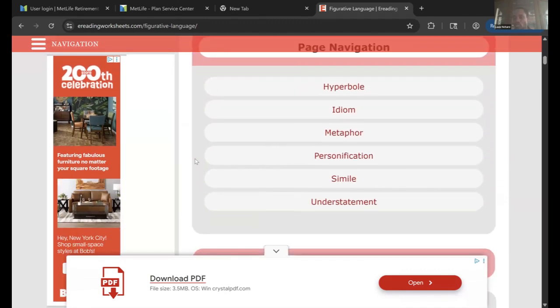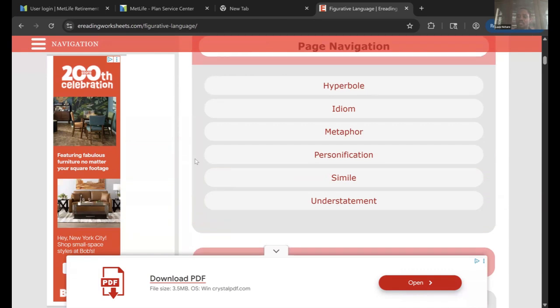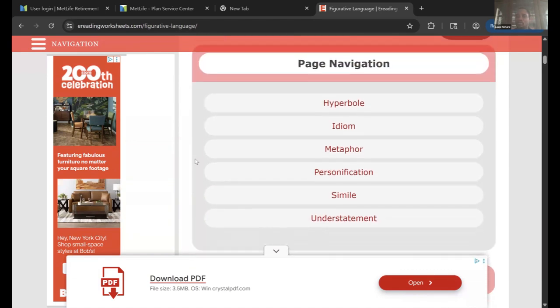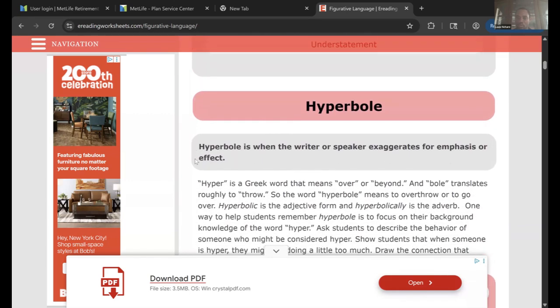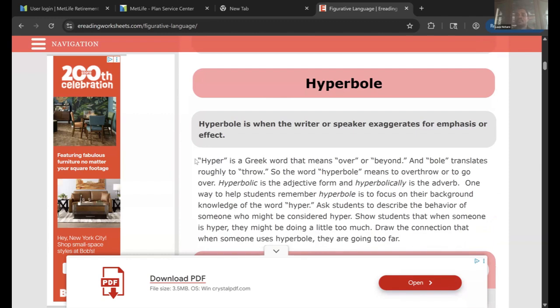Okay, by figurative language, you are going to see things like hyperbole, idiom, metaphor, personification, simile, and understatement. What is a hyperbole? A hyperbole is when the writer or speaker is exaggerating for emphasis effect. Hyper is a Greek word for over or beyond, and bole translates roughly as to throw. So the word hyperbole means to overthrow or to get over. Hyperbolic is the adjective from hyperbole, and hyperbolically is an adverb.